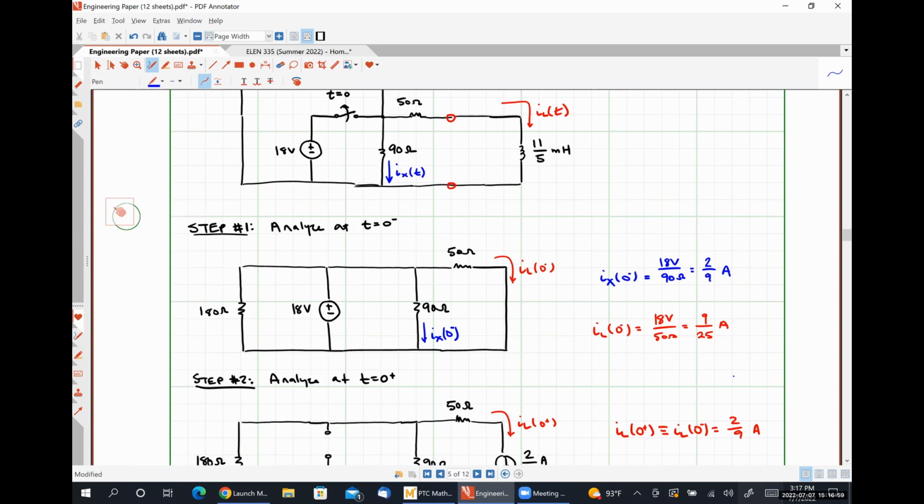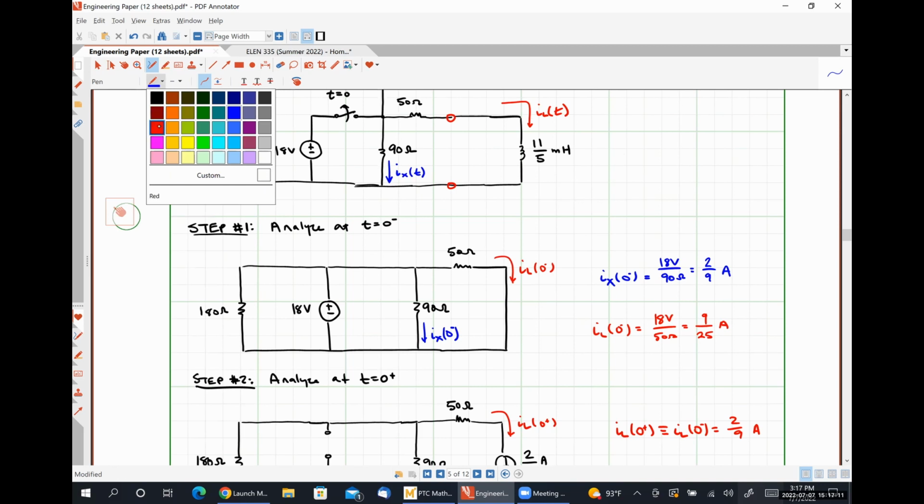Thank you. You're very correct, Justin. I put the wrong thing down. IL was 9/25. Ix was 2/9. I transcribed the wrong thing. So thank you very much for pointing that out.